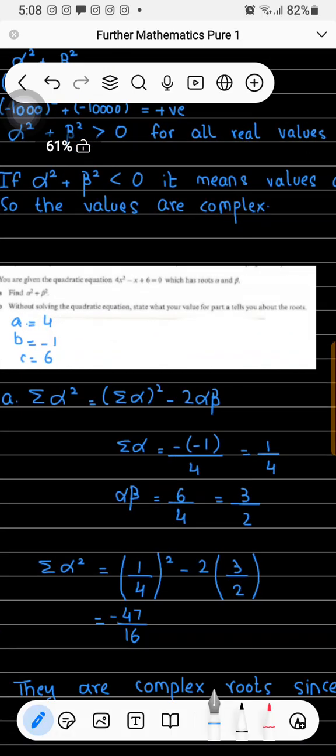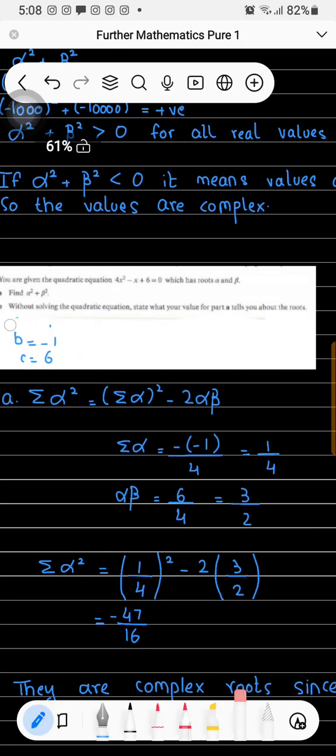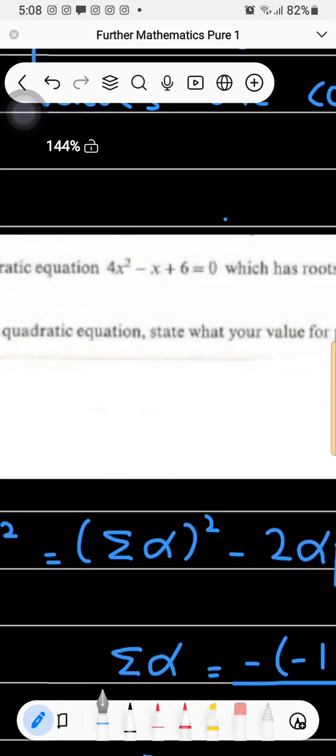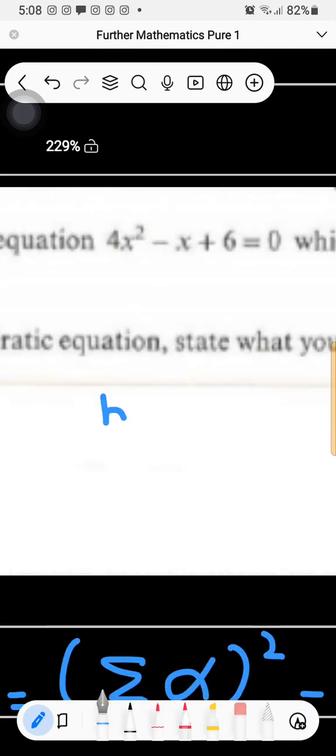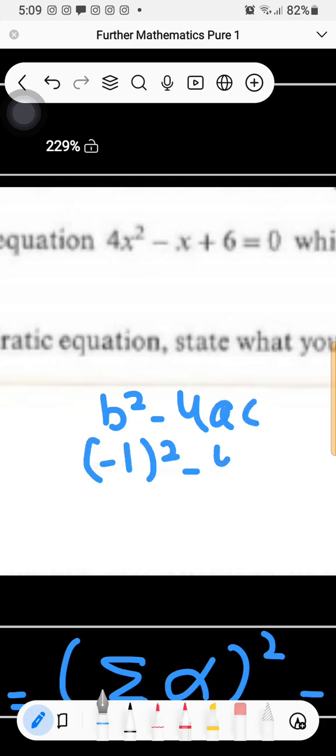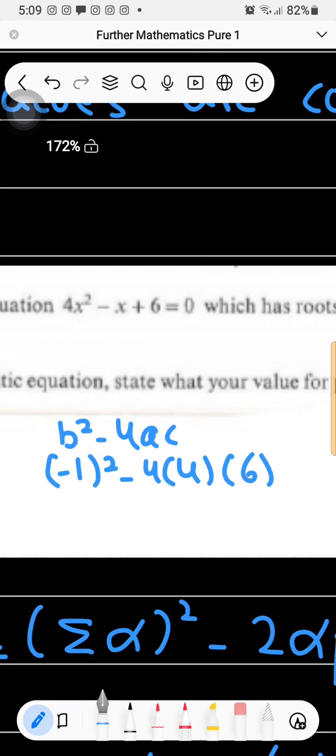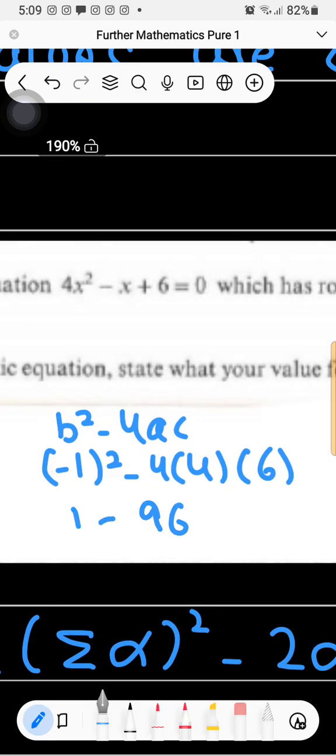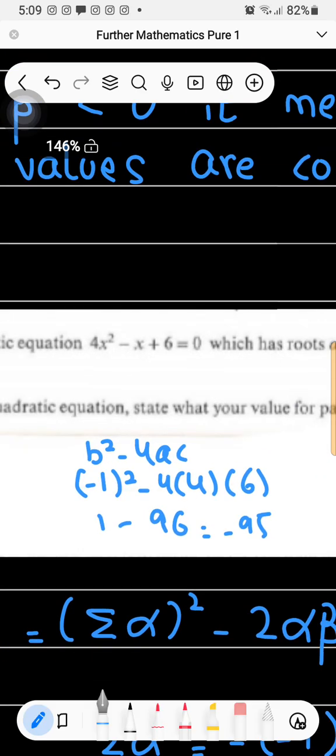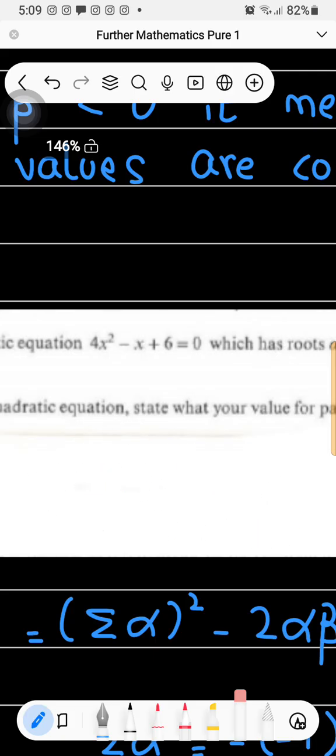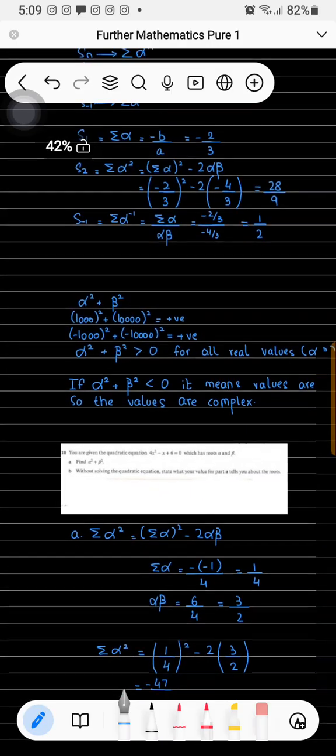And what if we solve this equation using middle term? So instead of solving, we can check is it complex or not. B square minus 4ac, let me write minus 1 whole square, 4, 4 and 6. So 4 by 4 means 16, 16 by 6 is 96. So 1 minus 96, I'm getting minus 95, which shows there are no real roots. There are complex roots. So thus we can end our first topic quadratics.